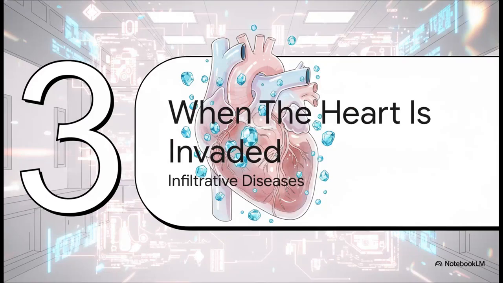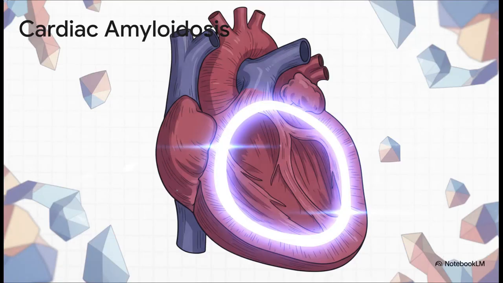And that idea of infiltration brings us right to our next group of diseases, what happens when something that doesn't belong there gets into the heart muscle. A classic example here is cardiac amyloidosis. This is where abnormal proteins basically start building up all over the heart, making it incredibly thick and stiff. The LGE pattern is just unmistakable. It's this diffuse, bright ring that goes all the way around the inner surface of the ventricle.